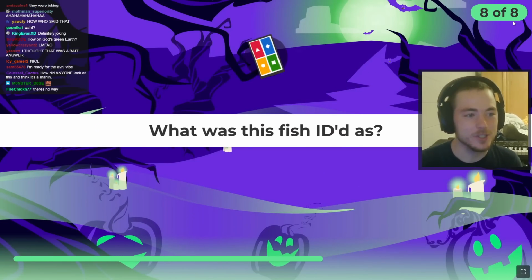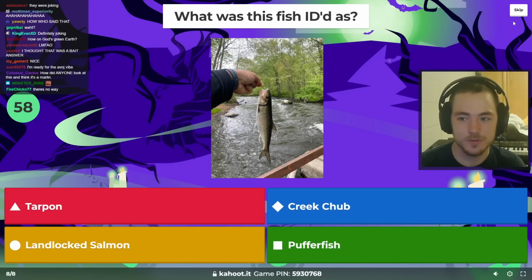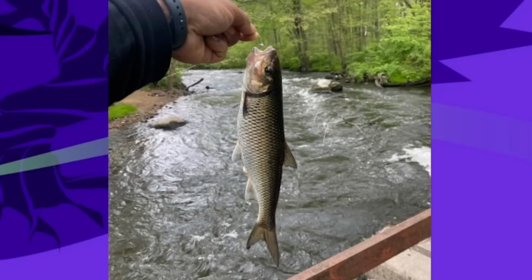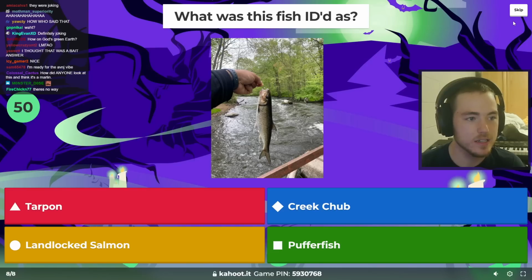What was this fish ID'd as, the final fish? This, of course, being a fallfish. Pretty common fish in New Jersey. They get pretty big. They're pretty distinct. It's pretty hard to identify it as anything except a fallfish.